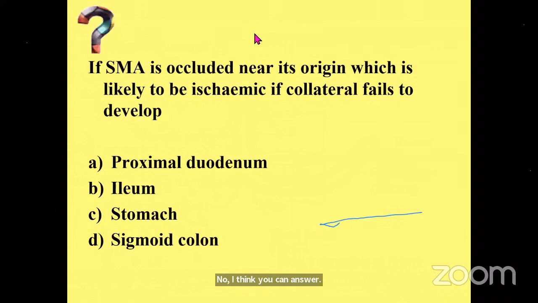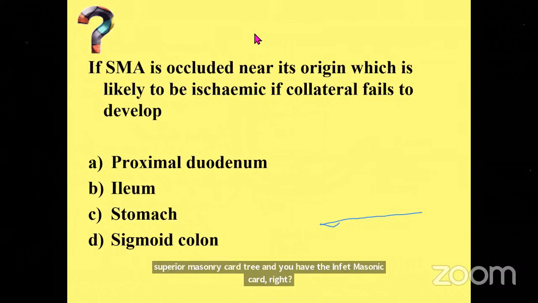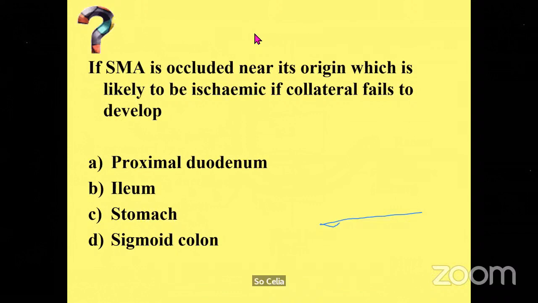Which is the region supplied by the superior mesenteric artery? I think some of you are going in the wrong direction. Can you please think about the 3 major arteries supplying the GIT? You have the celiac trunk, the superior mesenteric artery, and the inferior mesenteric artery, right? So the celiac trunk is supplying the foregut, the superior mesenteric artery the midgut, and the inferior mesenteric artery the hindgut.